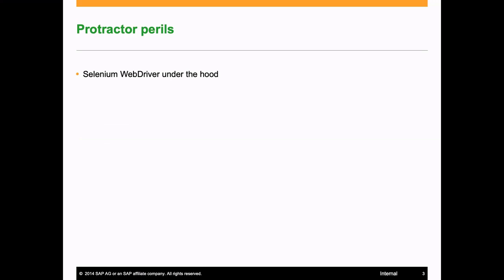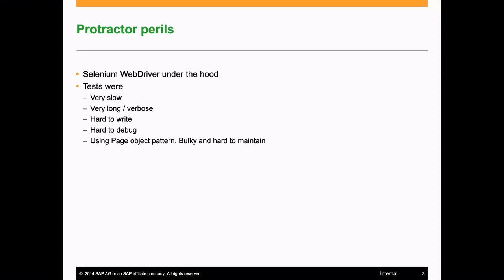As some of you may already know, it uses Selenium WebDriver under the hood, as many other automation or E2E testing frameworks do. And once we started doing our tests and they started growing, we realized that they were slow. They were long and verbose, hard to write, hard to debug. And Protractor suggests using the page object pattern, which is basically a big class or object that is going to have all of your page information, DOM objects, etc. And it quickly became bulky and hard to maintain.